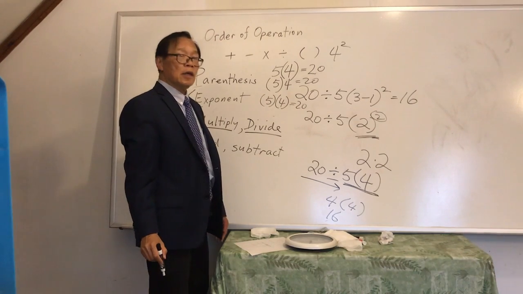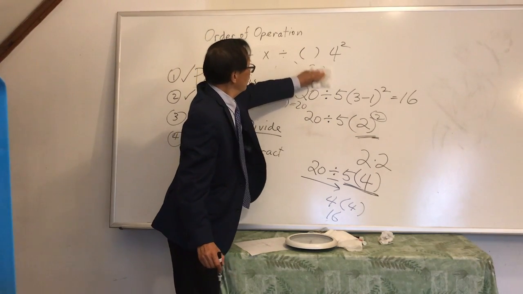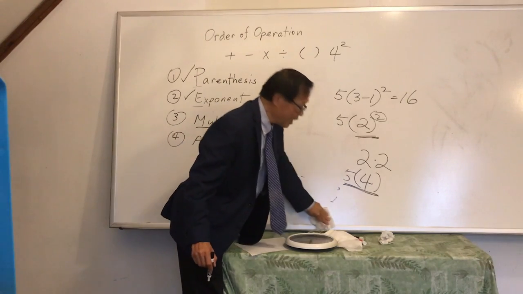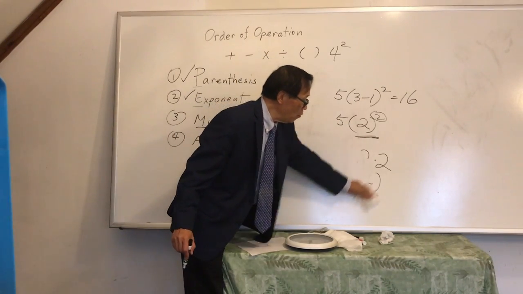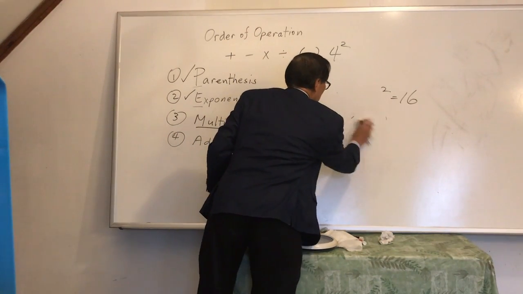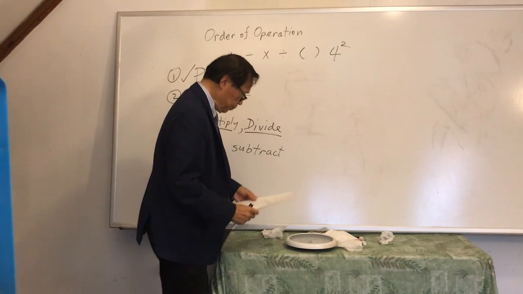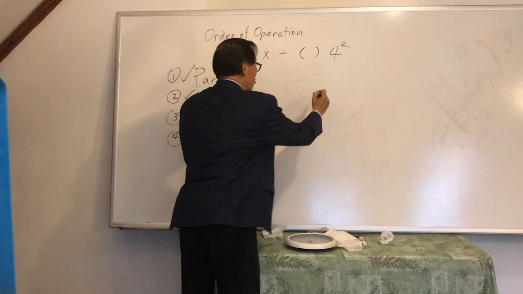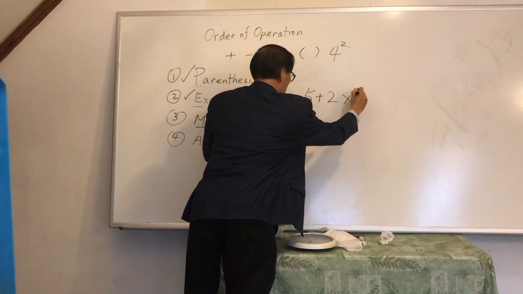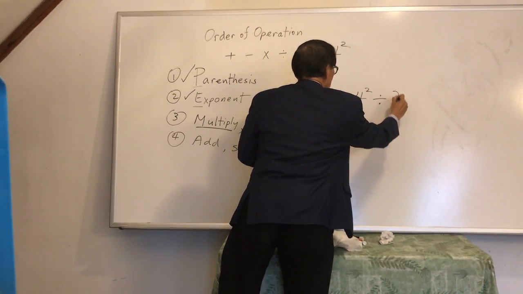All right, maybe we do another one. It may help to solidify what you learned. Remember, repetition is the mother of learning. The more you do something repeatedly, the more it's going to sink in to our cranium. So let's take another one. Perhaps 5 plus 2 times 4 squared divided by 2.